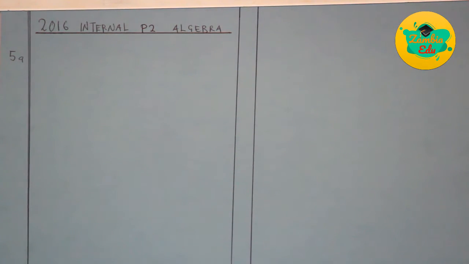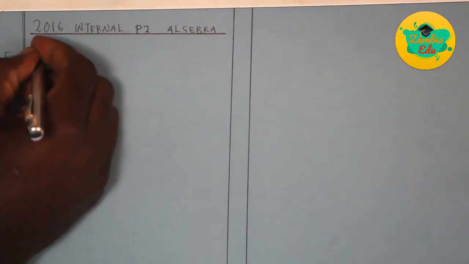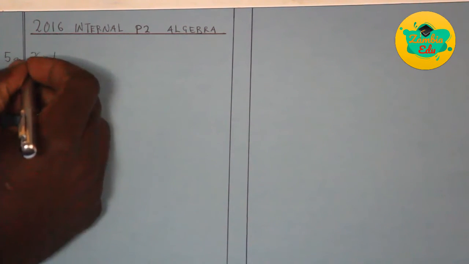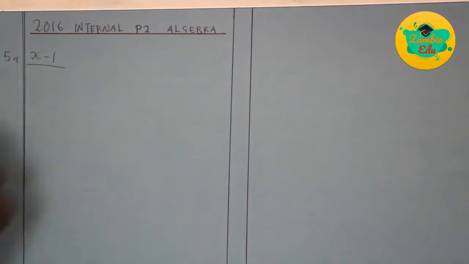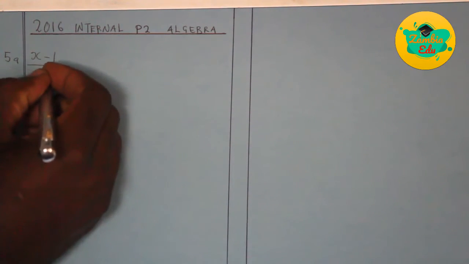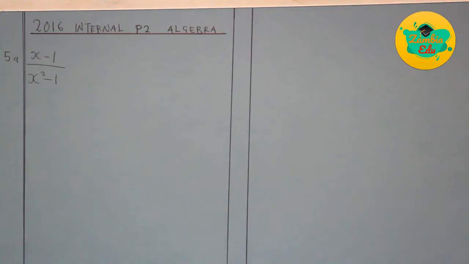Question 5a said, simplify x minus 1 over x squared minus 1. Simplify x minus 1 over x squared minus 1. So quickly we are going to solve that one. How do we solve it? So the first one on top, we let it be like that, it's okay.